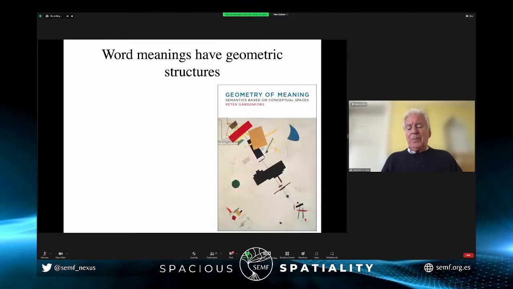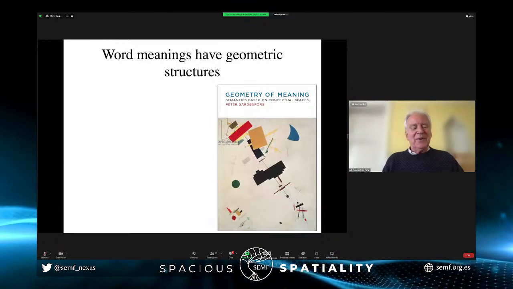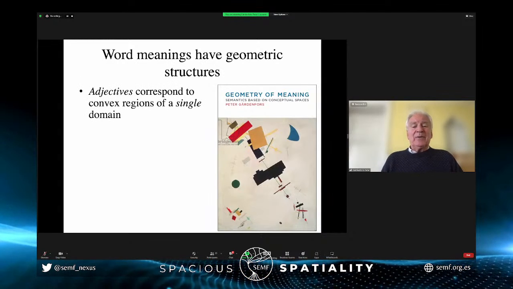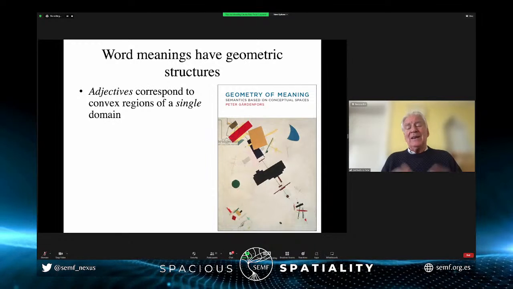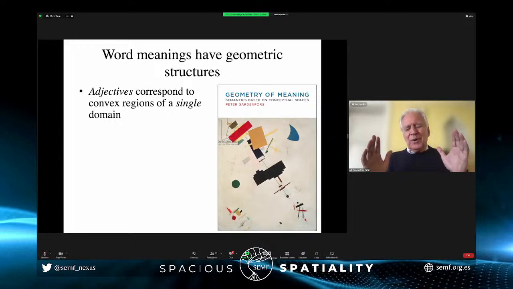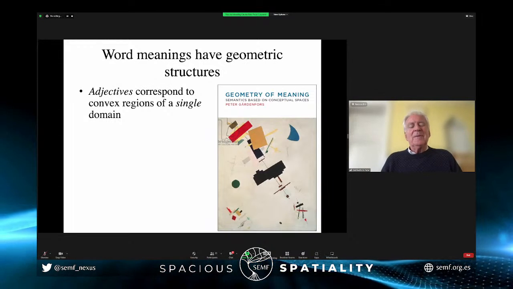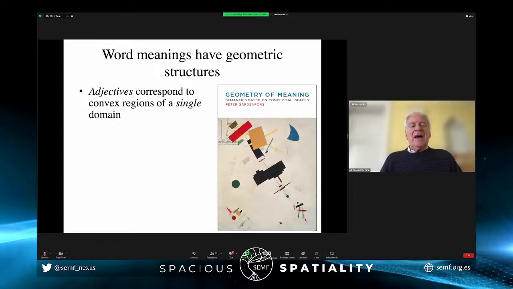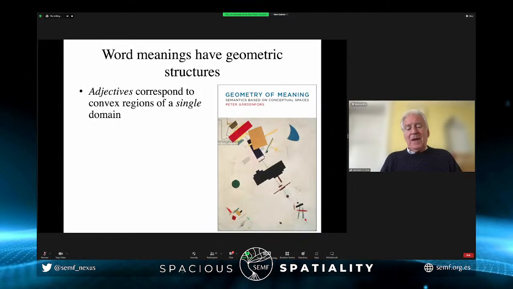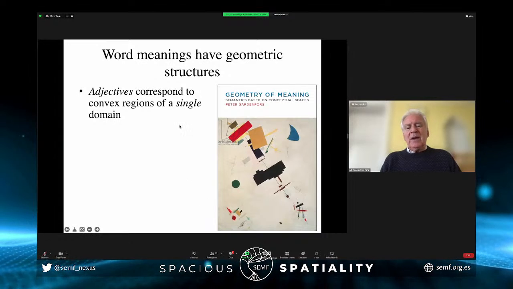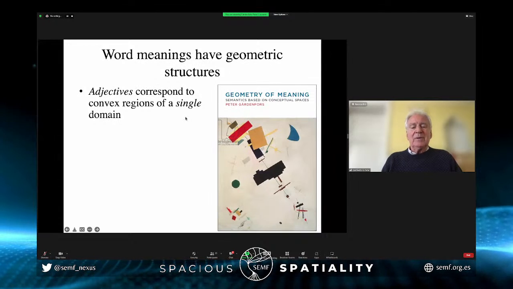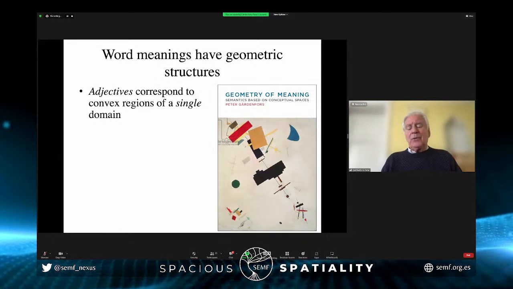So let me start by doing adjectives, because they are simplest from a mathematical point of view. And this is my simple characterization of what most adjectives are, the ones that children learn first, at least. My characterization is that adjectives correspond to a convex region of a single domain. And I hope you notice this idea of single domain, because that will come back at a few places later in my talk here. So what does this mean?